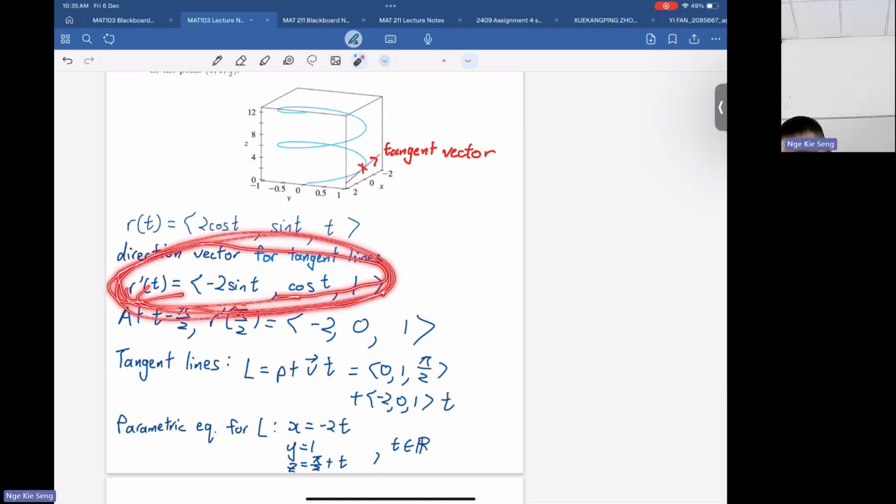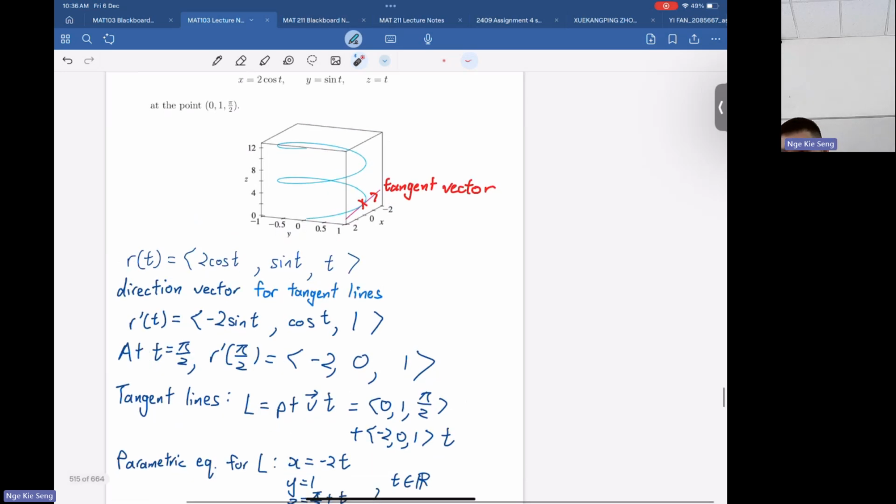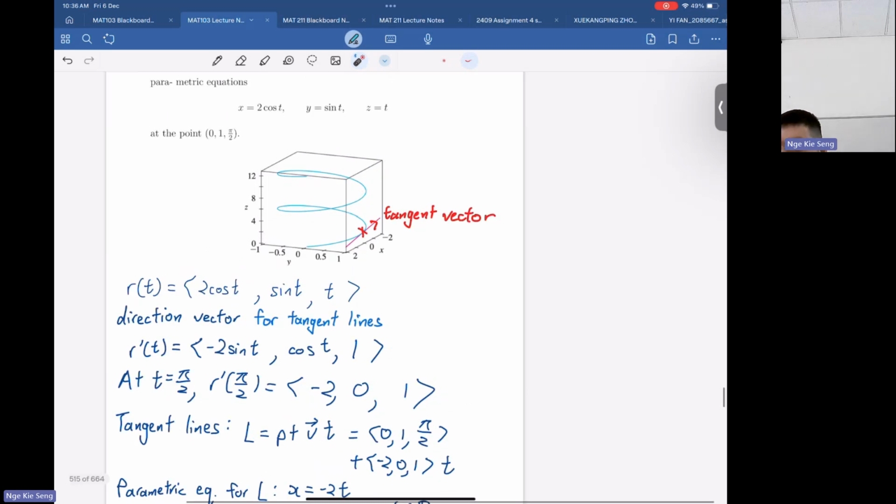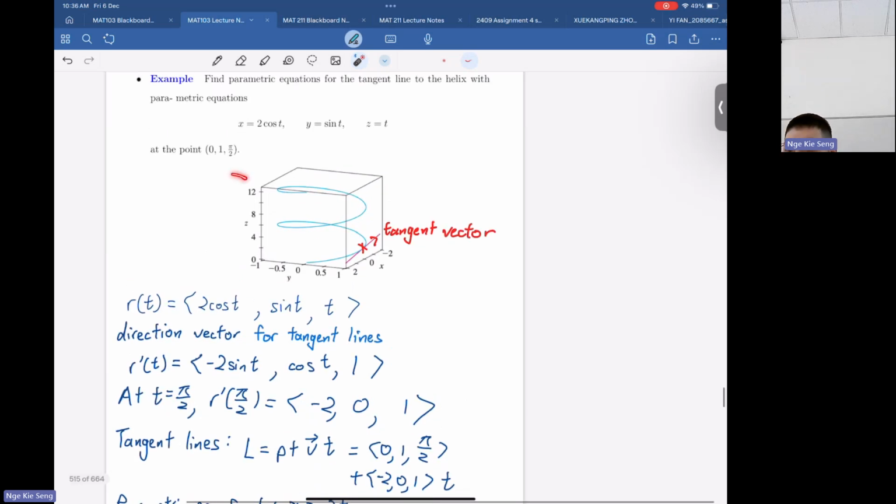But note that this tangent vector here is a function. Can you recognize that this tangent vector is a function? This is a function in t. So how do you get the exact direction vector at that point? You simply evaluate this tangent vector at the time that you are interested in. Where's the time you're interested in? Can you figure out from this point here?